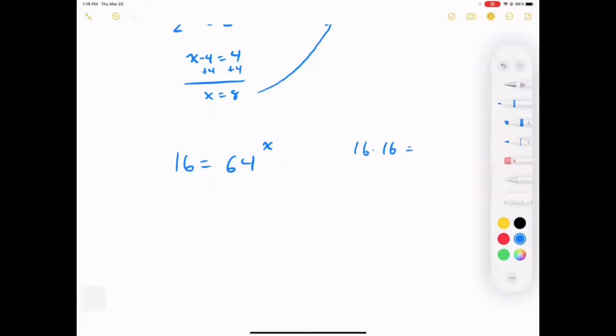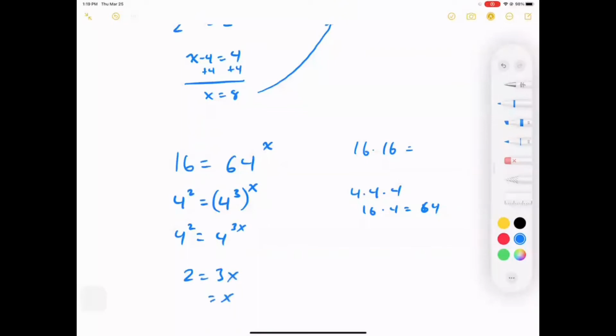So let's use, can I get 4 times 4 times 4? That's 16 times 4 is 64. So let's use 4 then. 4 squared is equal to 4 cubed to the x. Now this takes us back to Algebra 1 and Algebra 2. What can I do with these numbers? So here's what we're going to do. 4 squared equals 4 to the 3x. We're multiplying powers. So here's what x is. 2 is equal to 3x. X is equal to 2 over 3.